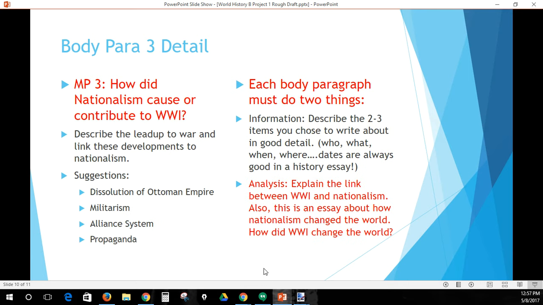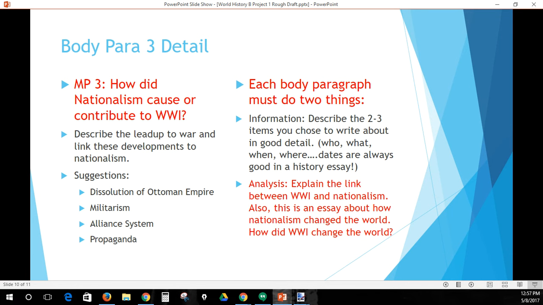Now you get to your third body paragraph. When you talk about the lead up to the war, that's the key to doing the World War I body paragraph. You want to talk about the lead up to war. So you want to talk about the things that brought people into war. The dissolution of the Ottoman Empire, because remember, the war begins in Serbia. Militarism, everybody had armies. I mean, the nation of Romania had a bigger army than the United States at this time. The alliance system, propaganda. There's a lot of different things you can talk about here.